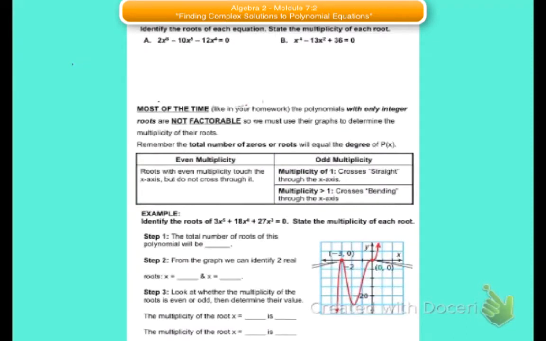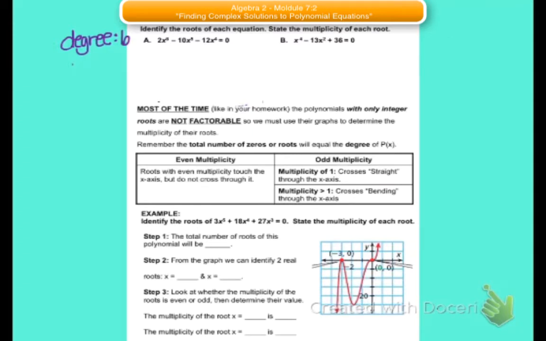Okay, so now that we know a little bit about this whole idea of multiplicity, let's identify the roots for each of these given equations and then state the multiplicity of the root. So this first polynomial equation, notice that we have some pretty high degrees here. In fact, this is a degree 6, and so based on that fundamental theorem of algebra, there should be 6 roots for this equation. And so to find the roots, I'm going to start off trying to factor this.